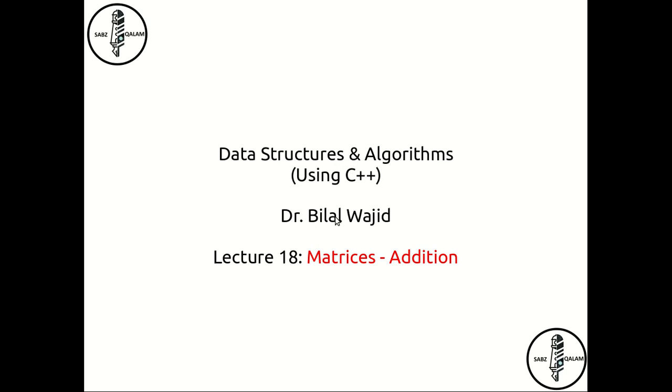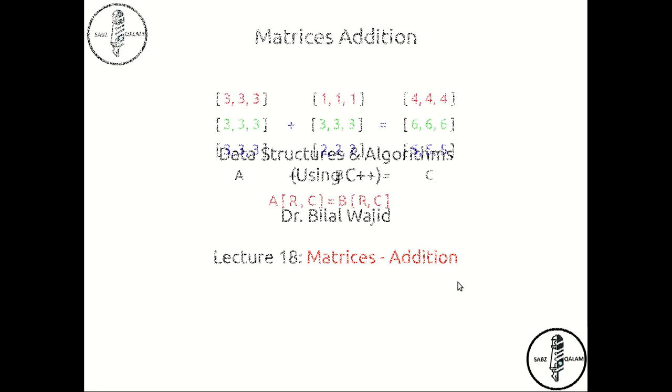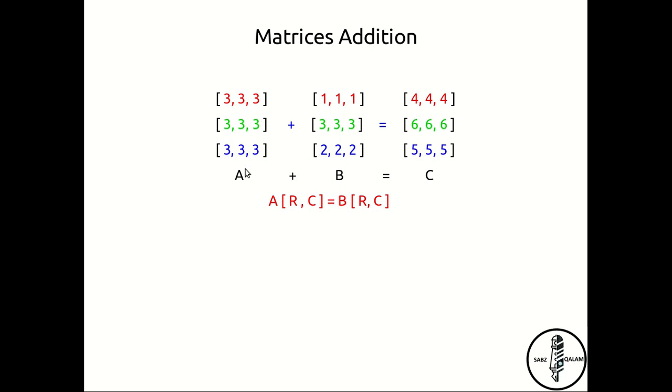My name is Dr. Bilal Wajid, and today we're going to talk about matrices and the most fundamental operation, which is the addition. Now, here is an example of matrix A and matrix B, which get added together to become matrix C. Here I've explicitly shown it in different colors. For instance, row green gets added up with row green to become the answer, which is also shown in green color. The same goes for red, the same goes for blue. So element 3 gets added with element 2 to become element 5.